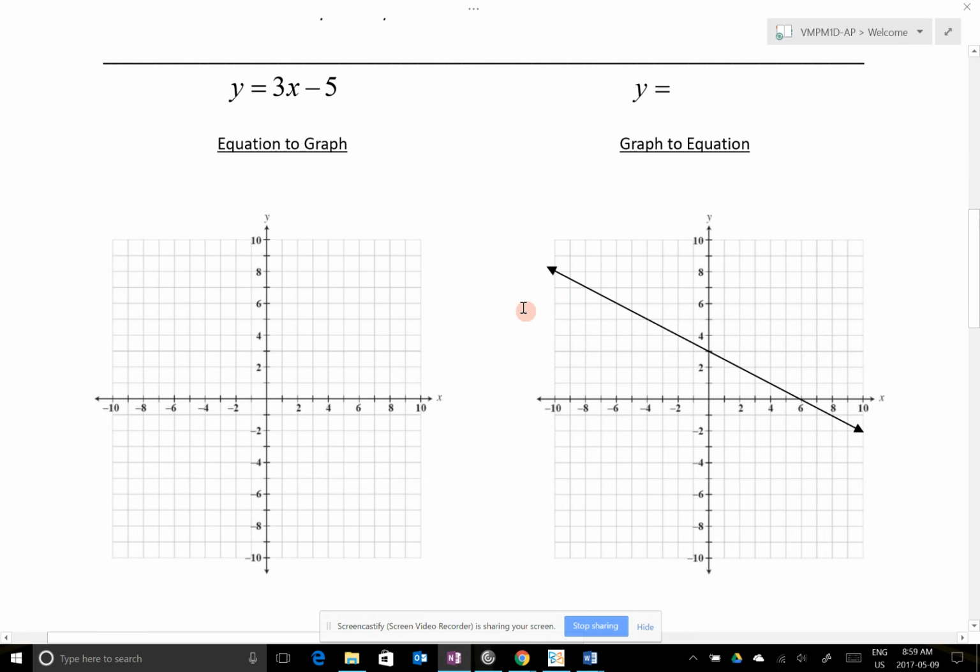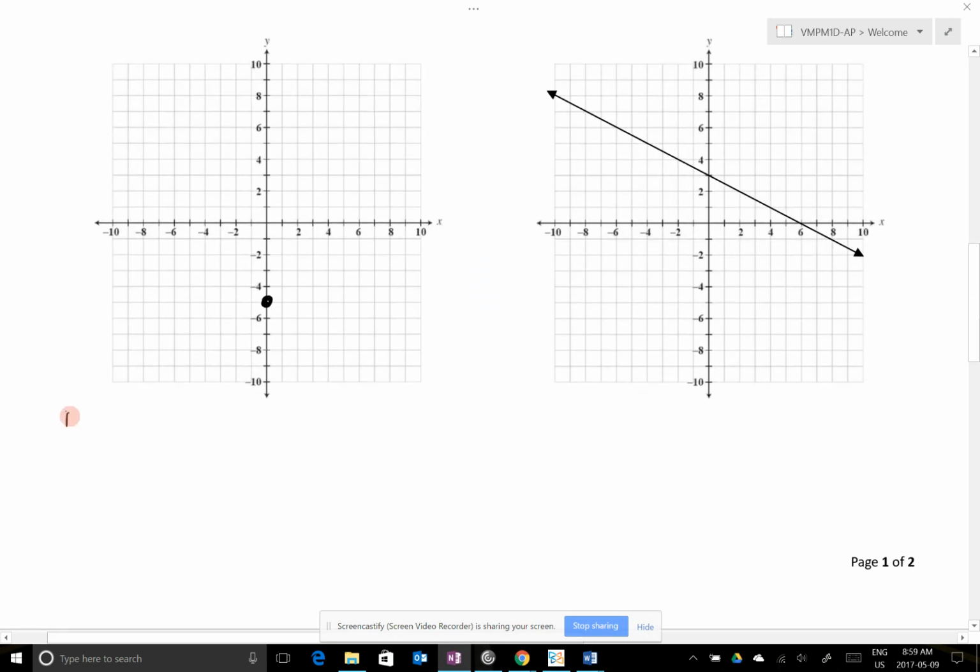Let's look at some more examples. Here's my equation to graph: 3x minus 5. The 3 tells me what my slope is, and the minus 5 tells me what my y-intercept is. When I go to my graph, I'm going to look for that y-intercept. That y-intercept here is -5, and so that's my first starting point.